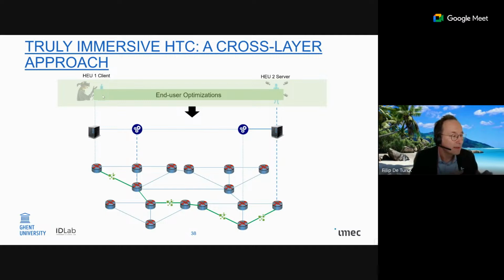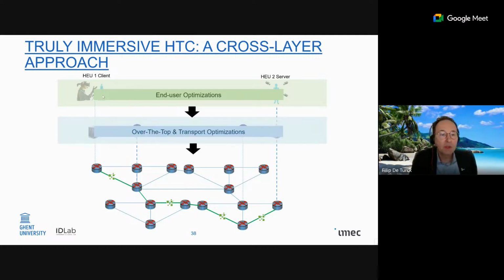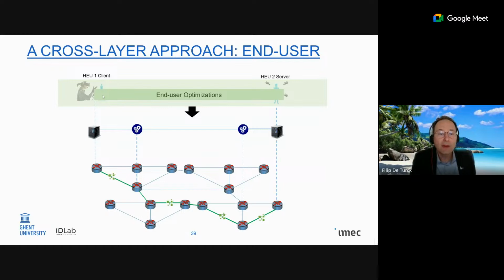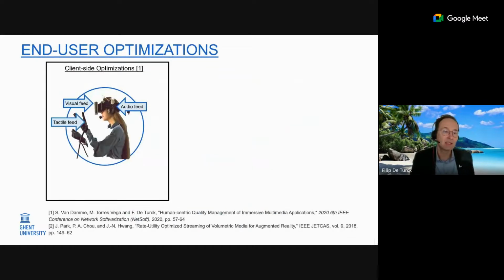And so we need optimizations at the application layer. So we call these end user optimizations. So at the client side or the server side. Also optimizations over the top and transport optimizations. And then also optimizations with respect to network architecture. So let me briefly go over these 3 layers. I will keep it brief because I want to meet the time requirements and the latency requirements that Christian gave me. So in terms of end user optimizations, there are optimizations possible at the client side and at the server side.